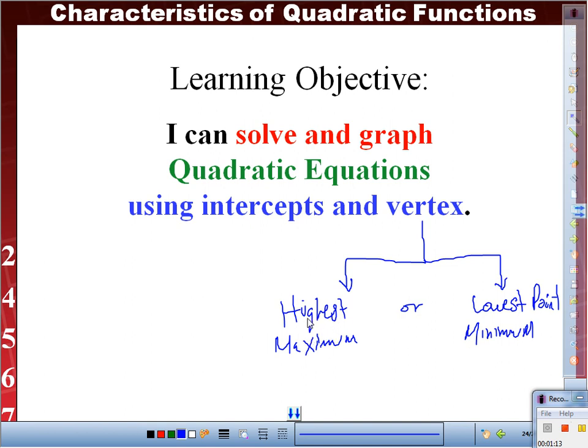When I graph a parabola and I see a maximum or a highest point, the parabola is like this. The highest point is right here. That means that's called our vertex, our highest or maximum point. If I graph it and the graph is like this, that means this point right here is our what? Our lowest or minimum point. And that's called again what? The vertex. Okay?